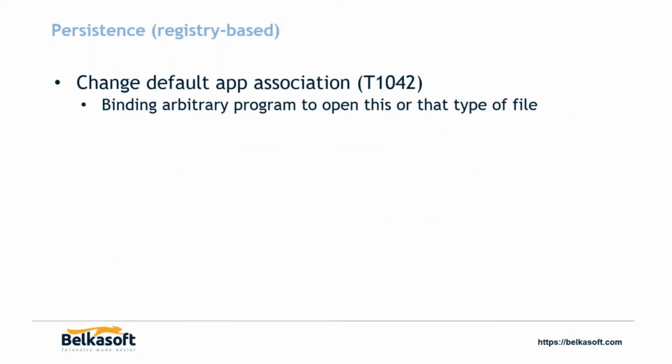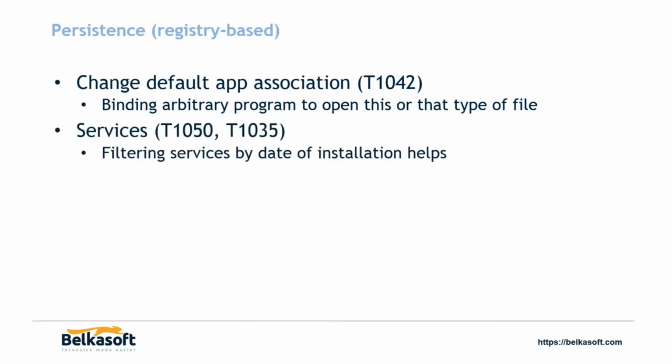Okay, moving into T1042, which is change default file association. What this does is bind an arbitrary program to open a specific type of file. As an example, say instead of Microsoft Word opening a docx file, you change it to something else. Attackers will utilize this to bind a malicious program to that file type in order to perform whatever malicious intent they have.